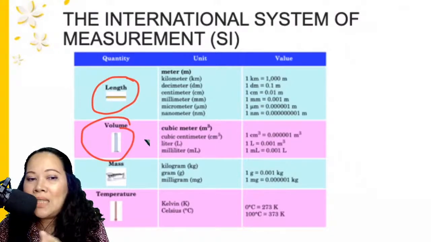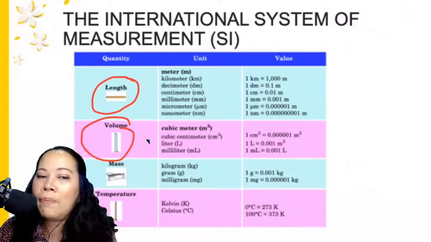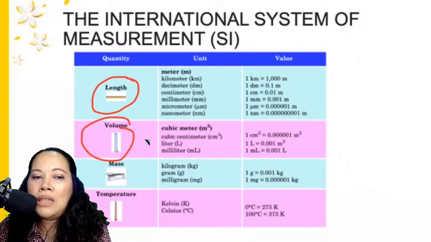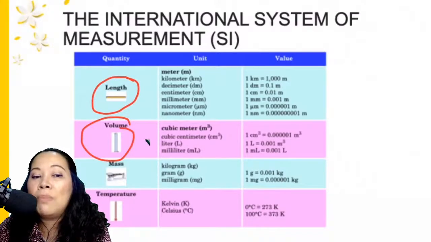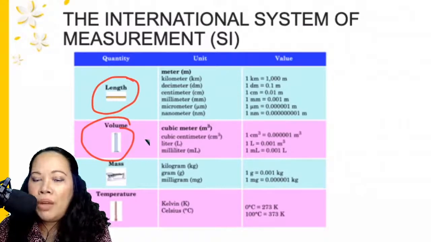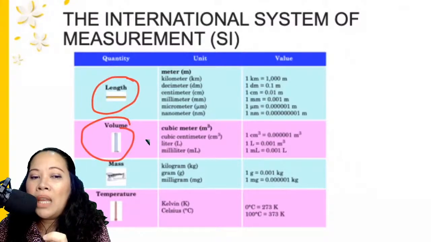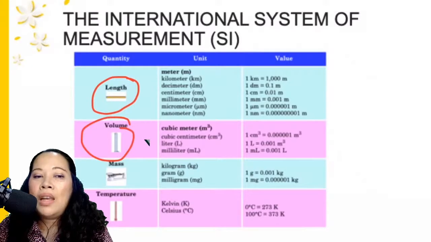So we have liters, milliliters, and centiliters. The difference between capacity and volume is that capacity is mostly about liquid, so we use milliliters and liters. Volume, on the other hand, could also be about space. That is why volume and capacity can be interchanged.